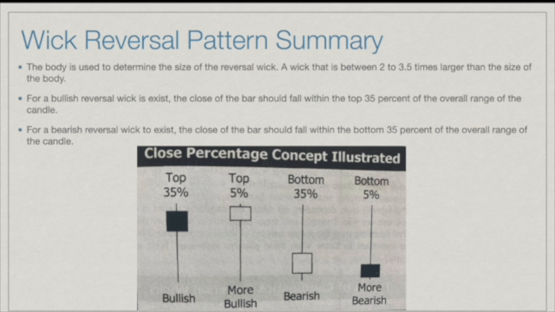For a bullish reversal wick to exist, the close of the bar should fall within the top 35% of the overall range of the candle. For a bearish reversal wick to exist, the close of the bar should fall within the bottom 35% of the overall range of the candle. Let's see it in code.